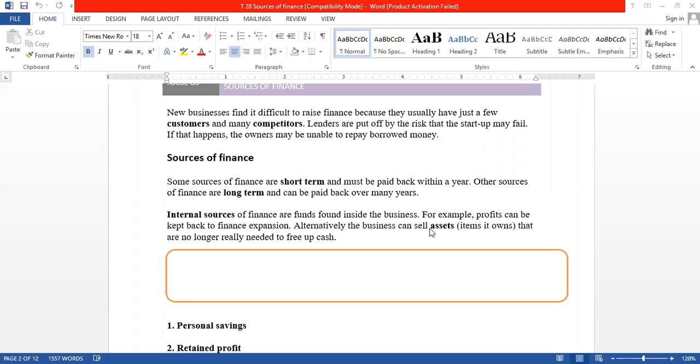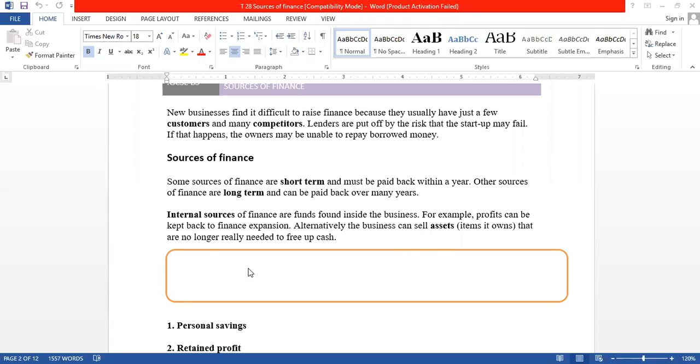For example, profit can be kept back to finance expansion. The profit that you're earning, you can save it. For a sole trader, if you save from personal income like that, we call it personal savings, right? But if you're running a business and you have business profit, we call it retained earnings. Alternatively, the business can sell assets or items it owns that are no longer really needed, to free up cash. So they are giving us a few elements: savings, retained profits, and sale of assets.